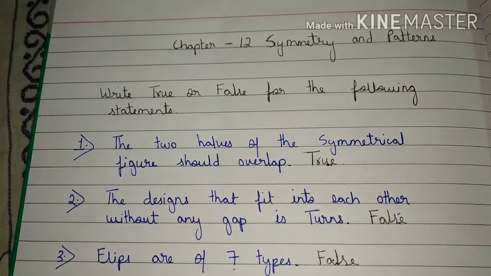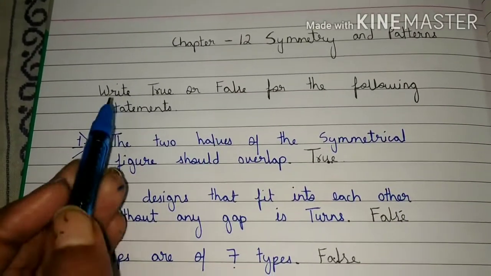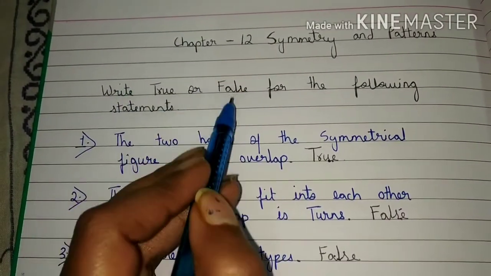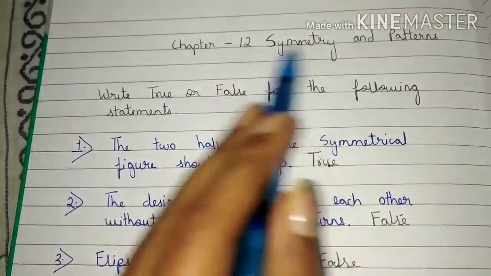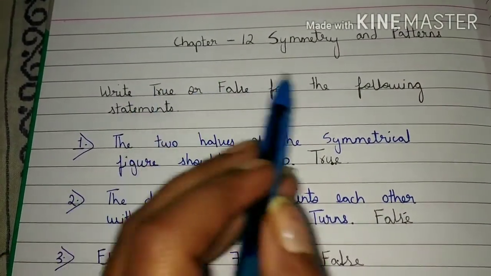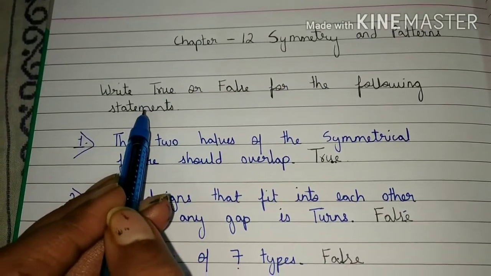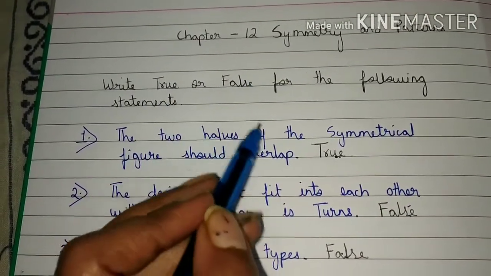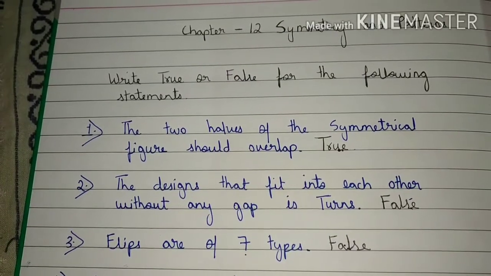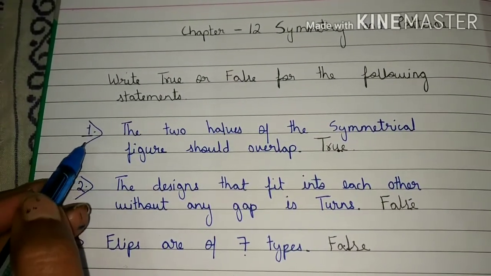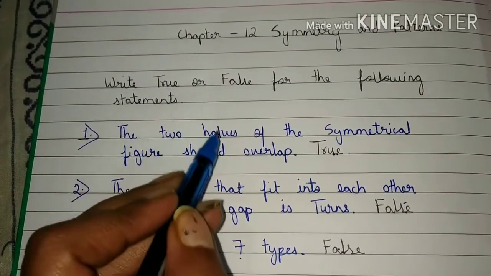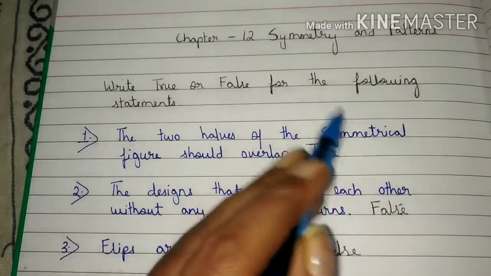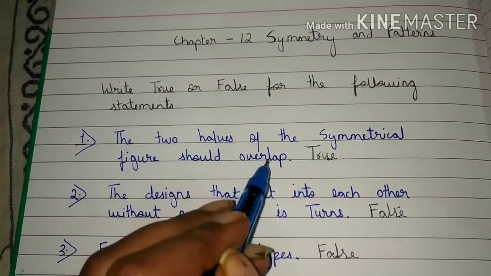Students, today we are going to study write true or false for the following statements. Students, in this question, you have to write true or false for the following statements. Now come to the first one. The two halves of the symmetrical figure should overlap.